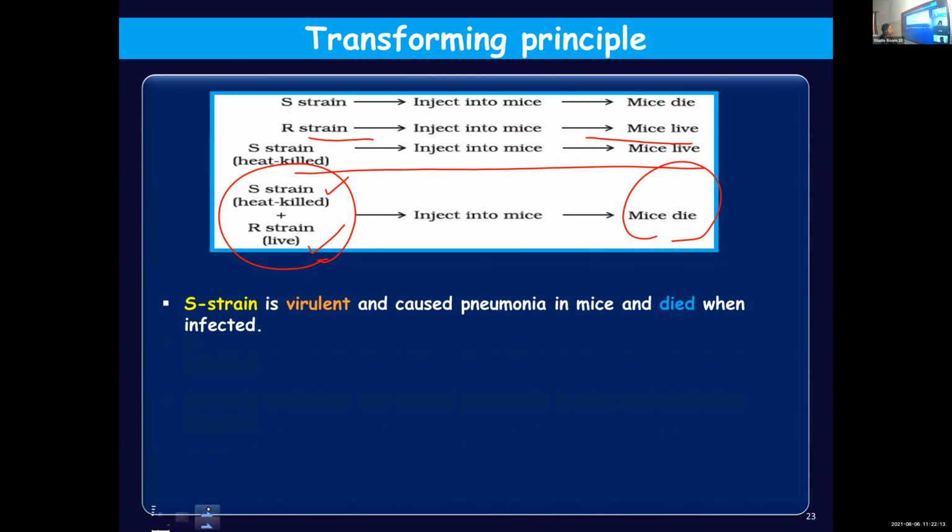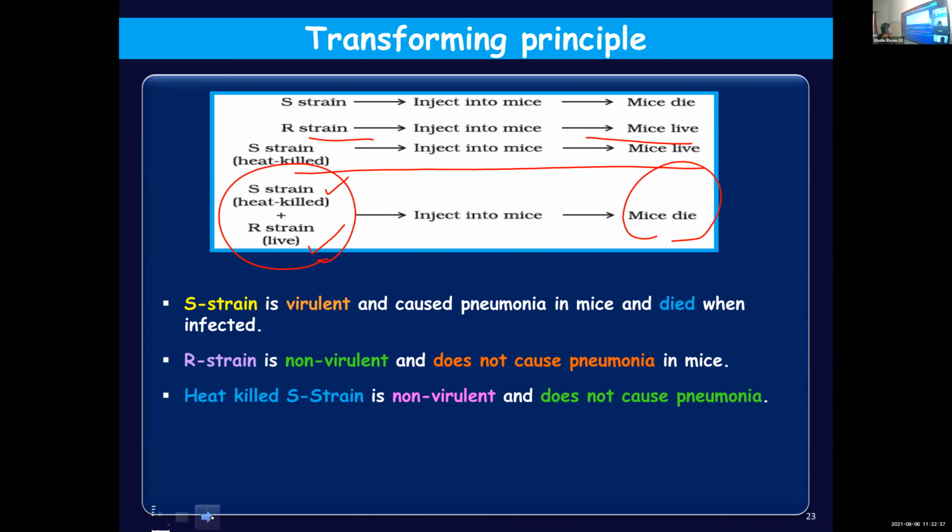S strain is virulent, means it's pathogenic, it can damage, it can cause disease. So it can cause disease, harmful, and they caused pneumonia in mice, and mice died once infected with the disease. R strain is non-virulent, it's not harmful, it cannot cause a disease, and the mice survived.